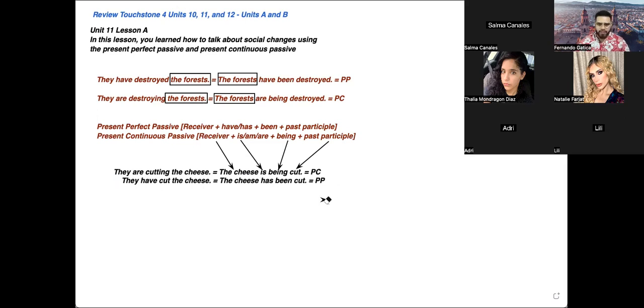Okay, two more like this, and we'll continue to the next lesson. Look, they are hiring people. Ellos están contratando personas. They are hiring people. People are being... hired. It's pronounced like this. Hired. Yeah, people are hired. Como ayer, ¿no? Oh, yeah. Okay, yeah. Good correlation.